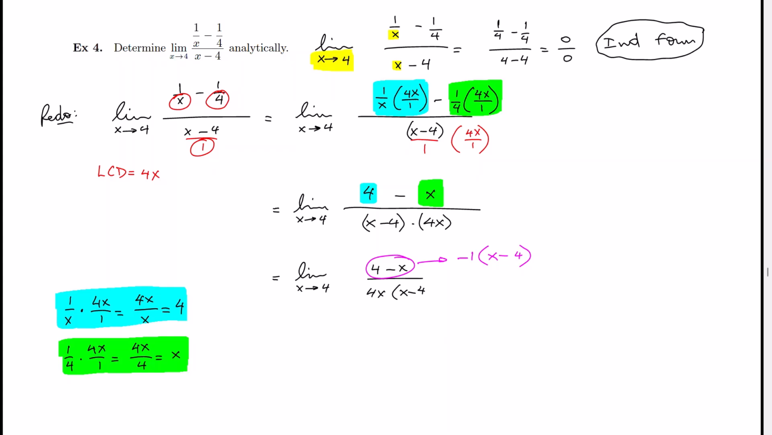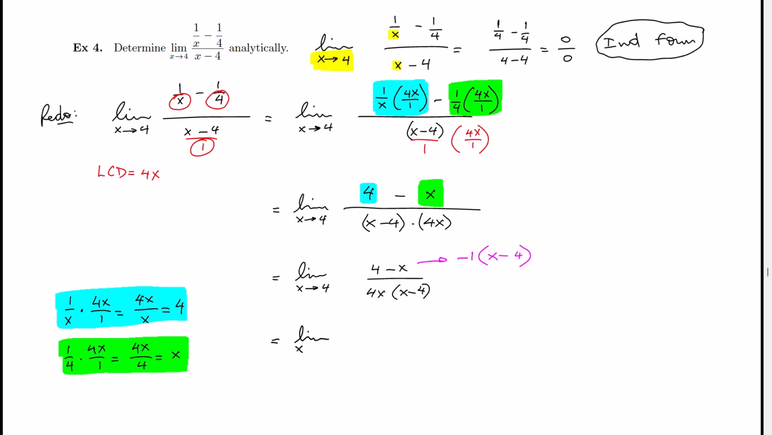And if you want to test whether this is right or not, just FOIL it or distribute it in your head. Negative 1 times x will be the negative x that was already here, and negative 1 times the negative 4 will be the positive 4 that was already there. So by rewriting it in this factored form, I'll be able to reduce it with the x minus 4 that's on the denominator. So let me record that.